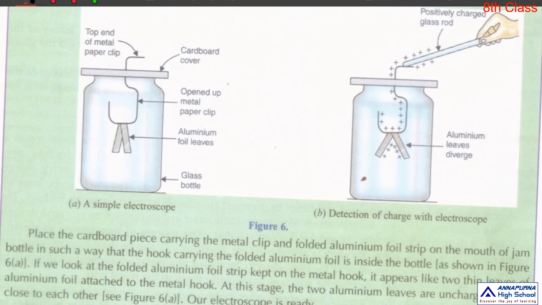Then after this, if we touch the metal clip with our hand, what happens? They regain their original position. Why do they regain their original position? If we touch the top end of the metal clip with our hand, the charge which resides on the aluminum foil and metal clip is transferred to our body and from the body to the earth. That means it is discharged. If it is discharged, then these two regain their original position. Like that, the charge is transferred from one body to another body.